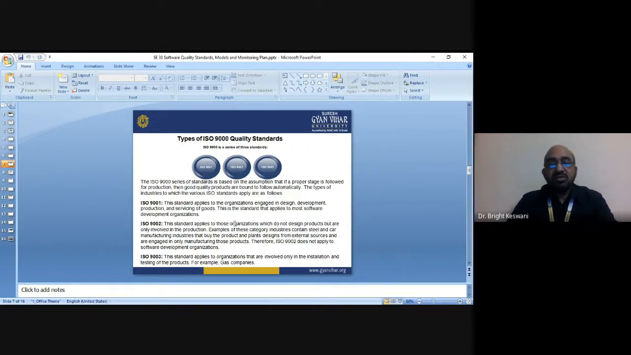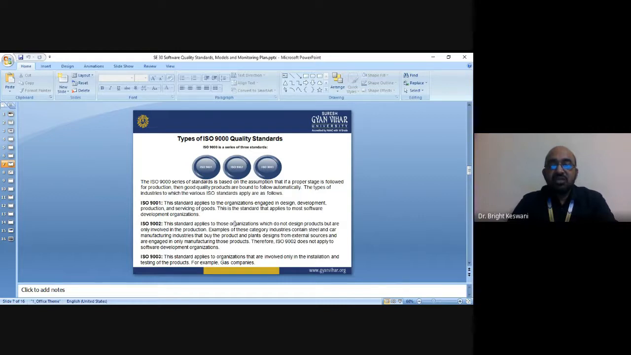As far as ISO 9002 is concerned, this standard applies to those organizations which do not design products but are only involved in the production. For example, steel and car manufacturing industries that buy the product and plant designs from external sources and are engaged in only manufacturing those products. Therefore, ISO 9002 does not apply to software development organizations. Okay, so we are concerned with the ISO 9001 only.